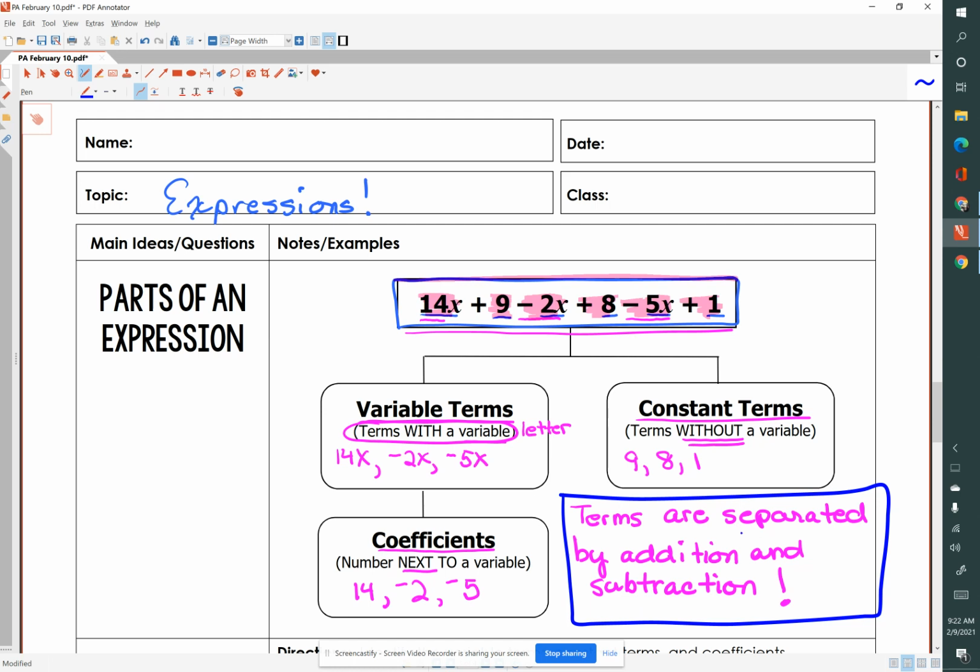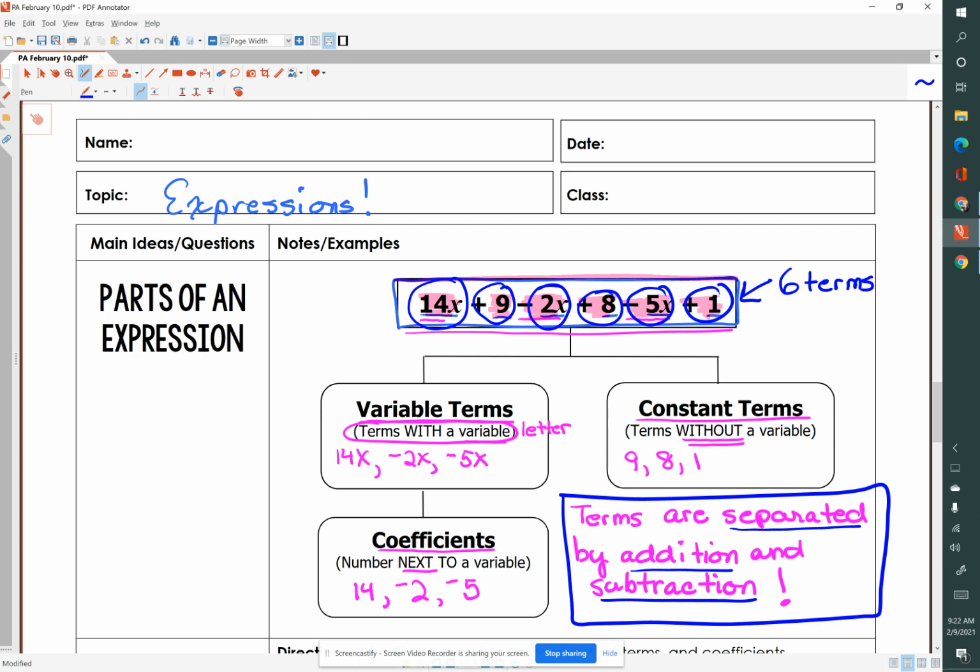Knowing that terms are separated by addition and subtraction, let's count the number of terms in this expression. 1, 2, 3, 4, 5, 6. This expression has 6 terms.